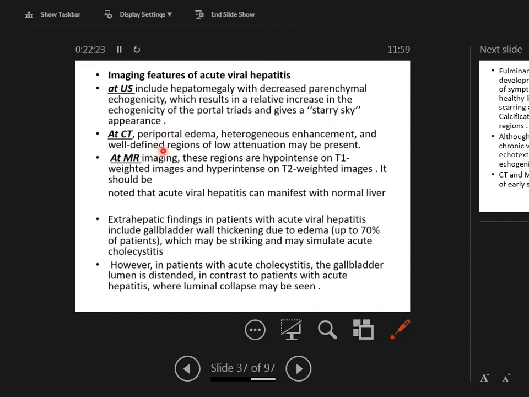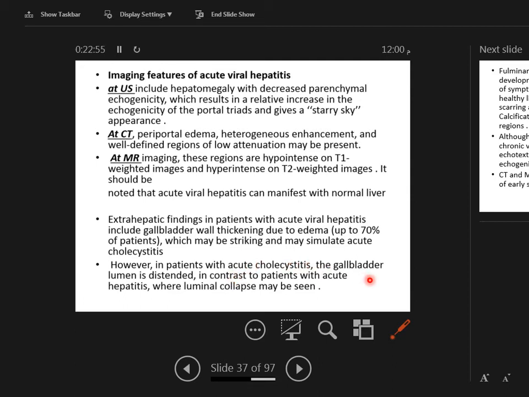CT. Ultrasound shows decreased echogenicity, or on CT scan or MRI increased T2, decreased T1. Extrahepatic finding is gallbladder wall thickening. It's important, the differentiation between hepatitis and acute cholangitis: it will not contract after a fatty meal. Very important to keep in mind.